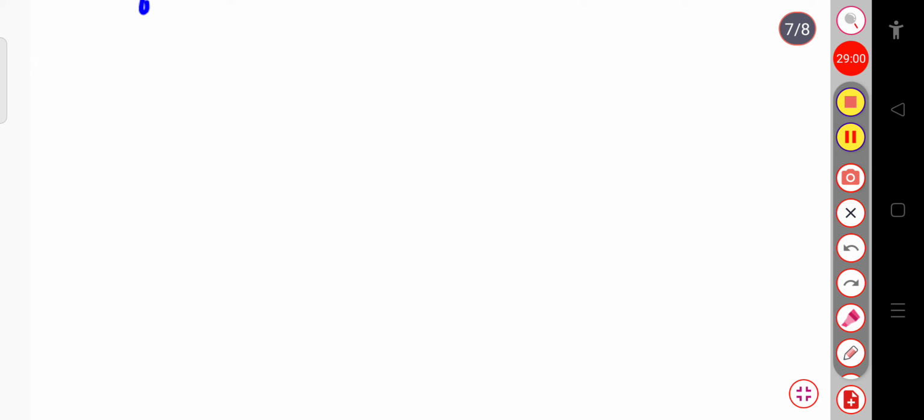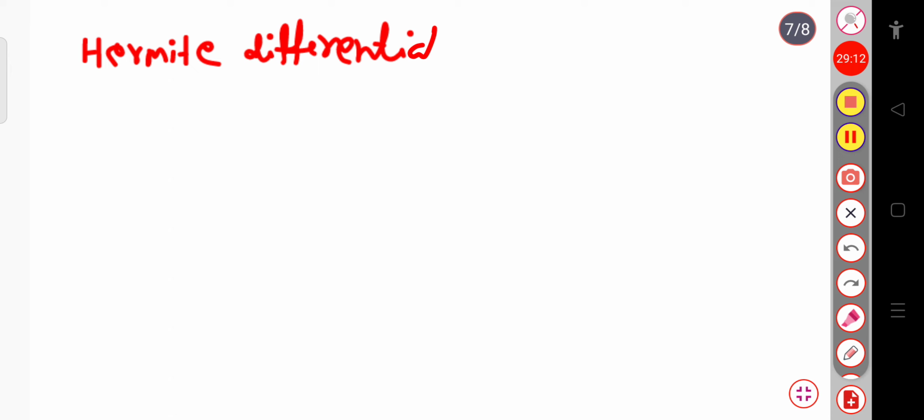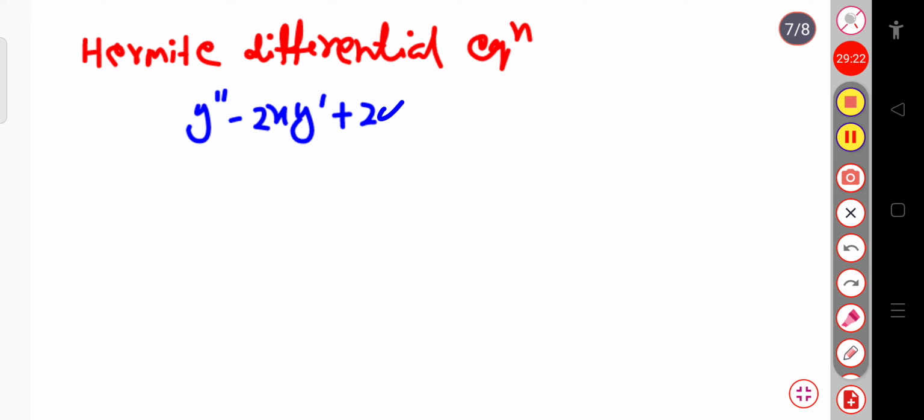Now let me write the Hermite differential equation. In this case also we will see the equation is in the form y double prime minus 2x y prime plus 2 alpha y equal to 0. This is the Hermite differential equation.